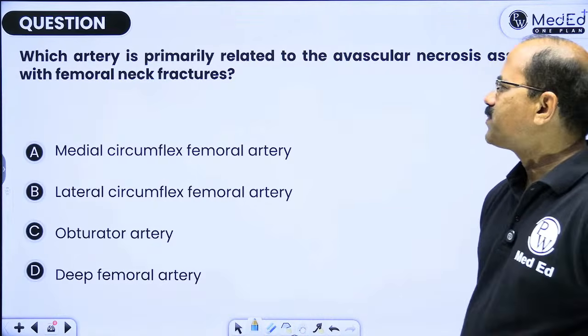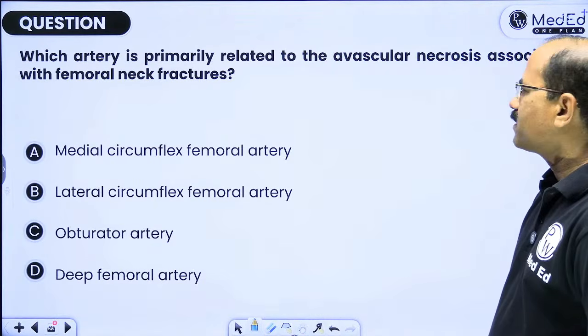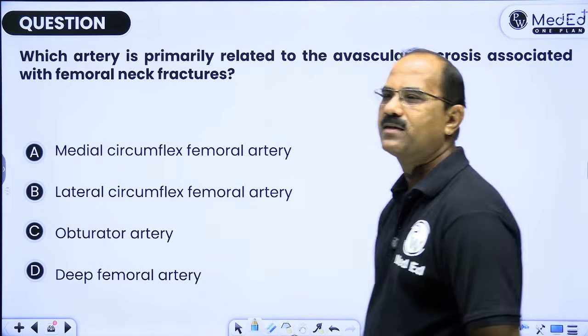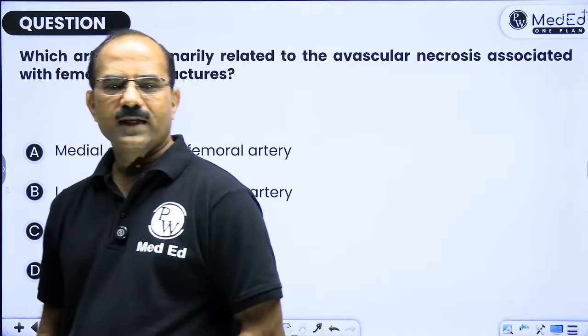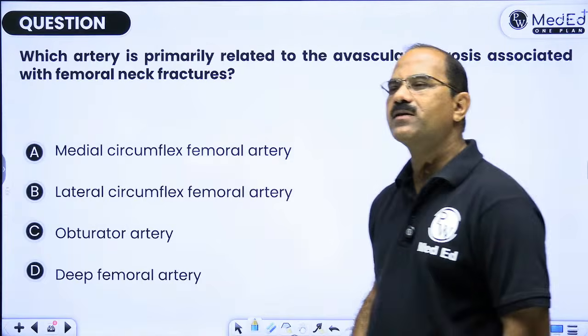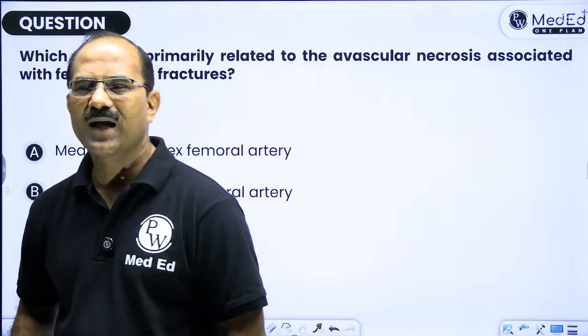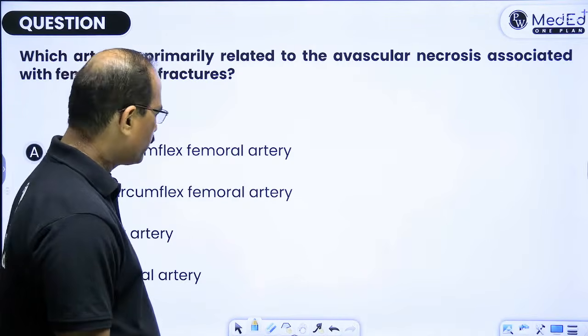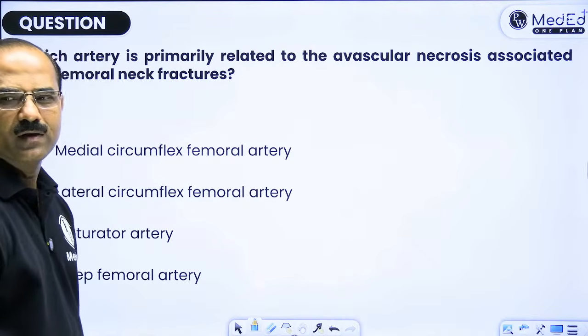Which artery is primarily related to avascular necrosis associated with the neck of the femur? Chalo, answer this. This is easy. Which artery is associated with avascular necrosis? So, which is the artery which supplies the head and neck of the femur? Anyone?